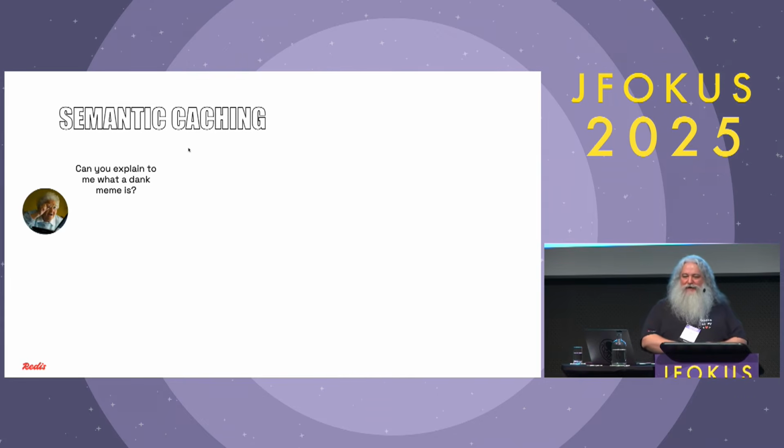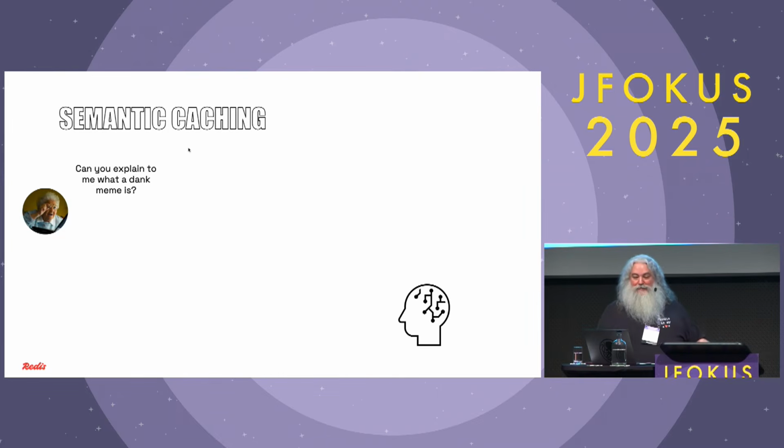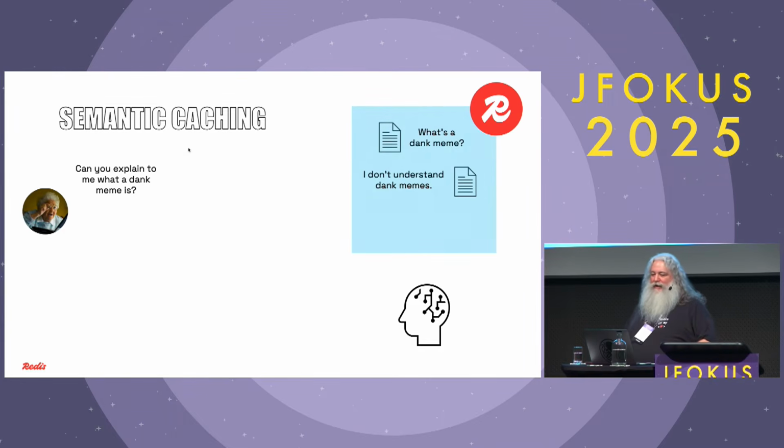The idea here is you've got some user that has a question that they want to ask the LLM. In this case, Grandma wants to understand what a dank meme is, and she's going to ask an LLM. But other people have asked similar questions before. So out there in your vector database, you have the answers to other questions: What is a dank meme? I don't understand dank memes. Those questions are associated with embeddings, and the response that the LLM gave is there as well.